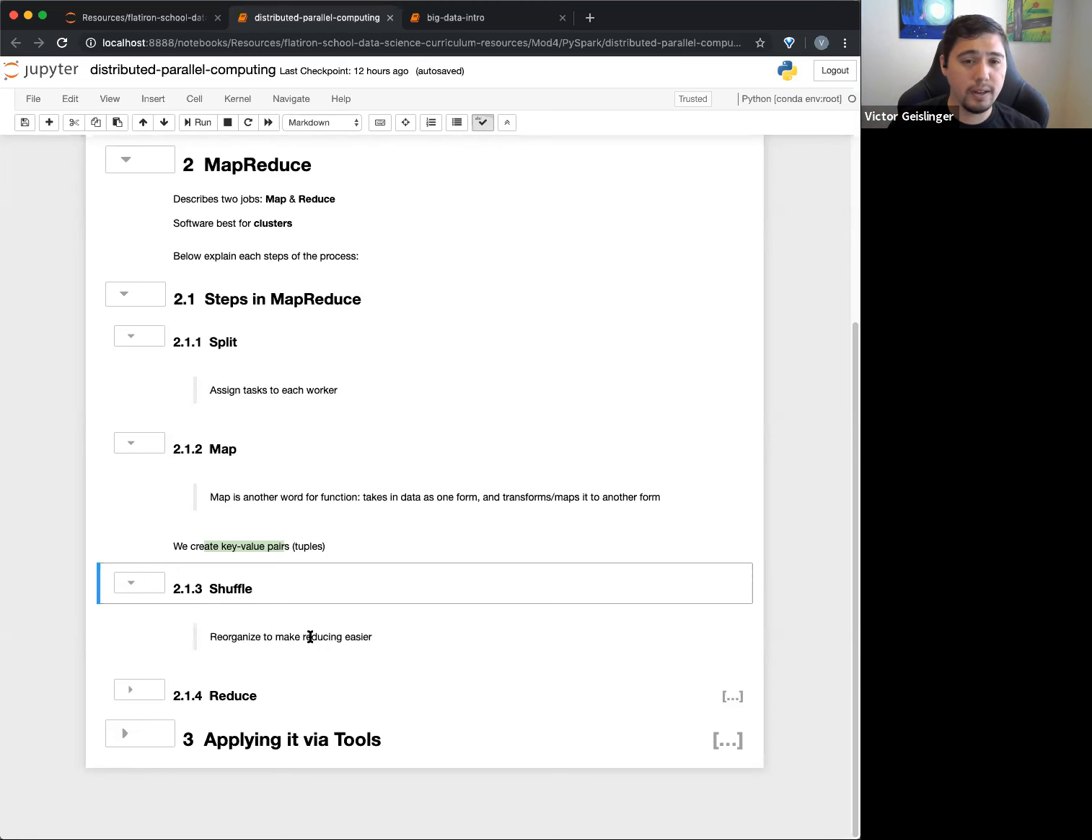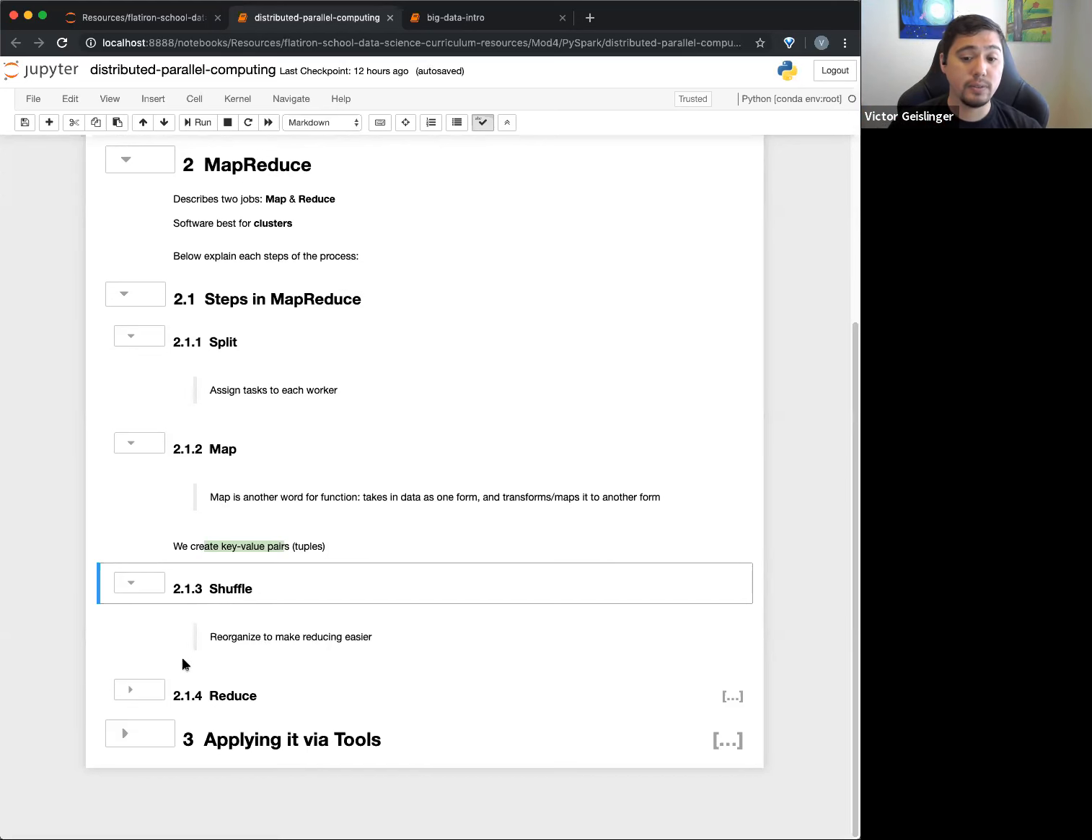That's the shuffling part. I don't know actually why it's called shuffling, because it doesn't sound like shuffling. It sounds more like reorganizing, but that's what we call it. Basically, it's the shuffling step where you're taking all the information that's already mapped and saying, okay, you're going to work on just these keys, just these keys, just these keys.